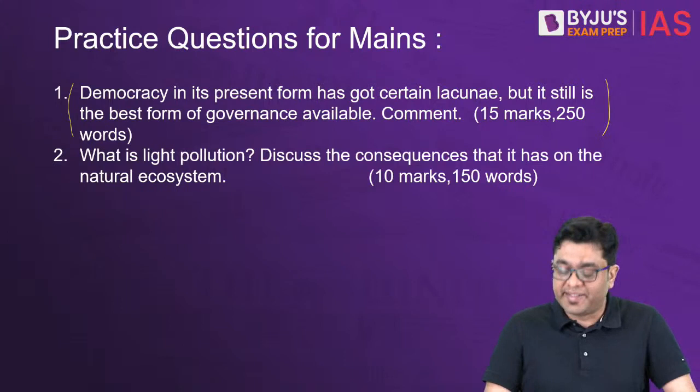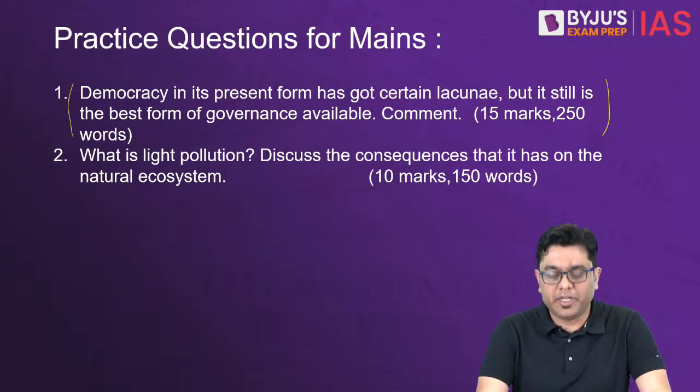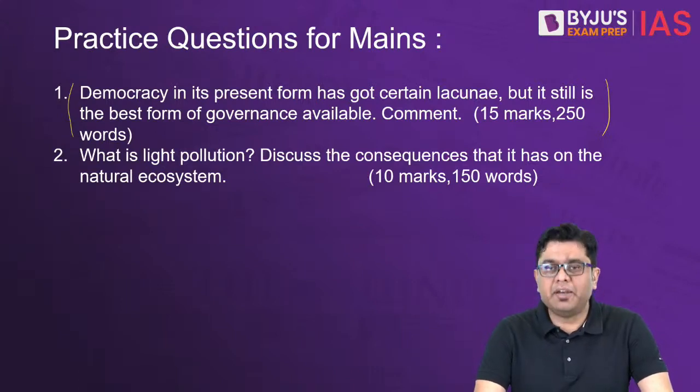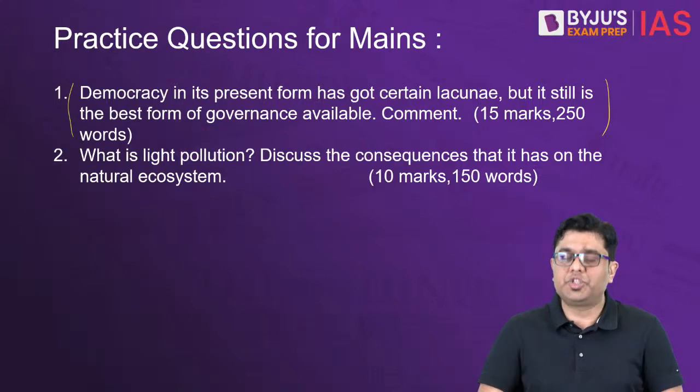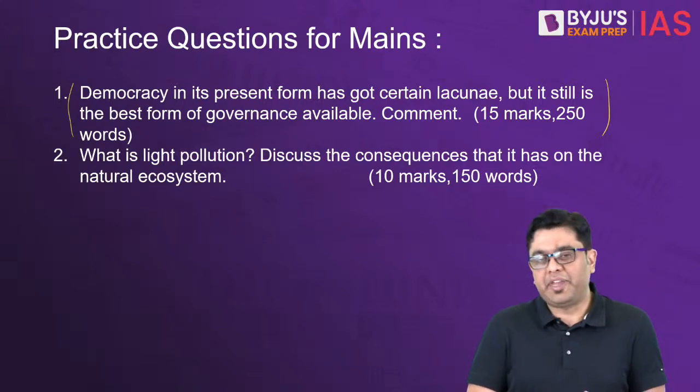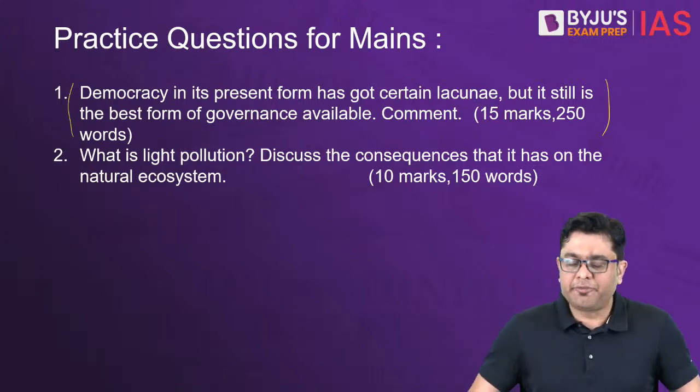Discuss the consequences it has on the natural ecosystem. Again, a direct question which you can always expect in paper 3. So this is something which you can hold up for practice. I would again remind you, take up the quiz on Telegram based on these topics and judge and decide for yourself how much of an understanding you have gained from the topic. That will be it from my side.